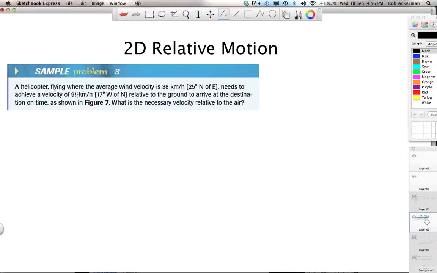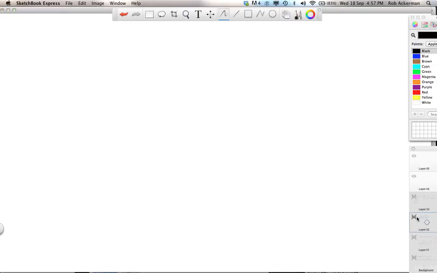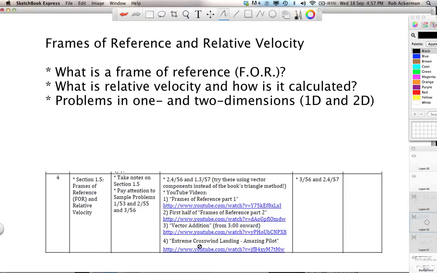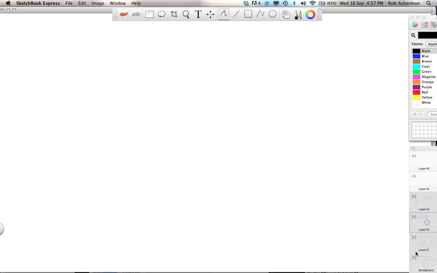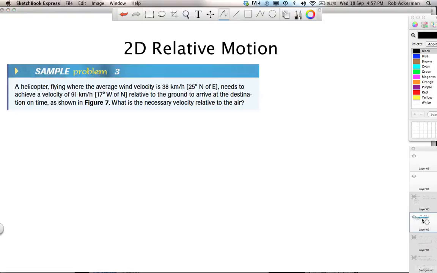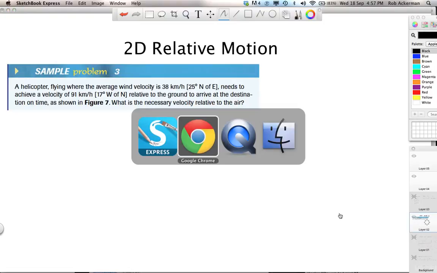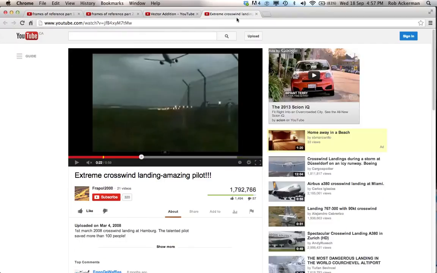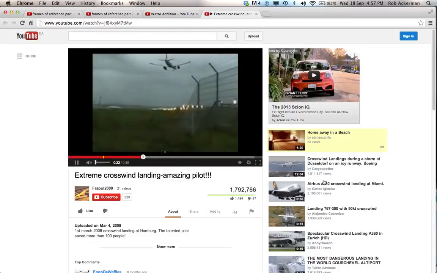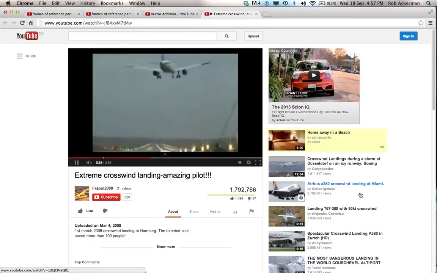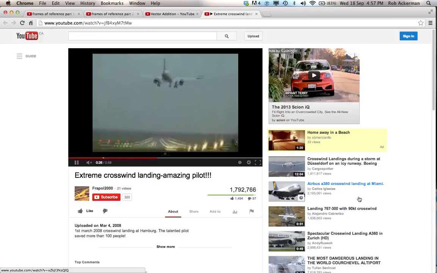So once again, let's pause and get out of this. Go to a fourth video that I put a link to called Extreme Crosswind Landing. And I just want you to watch this to see what it looks like when you're dealing with relative velocity in two dimensions. Now I'm going to play this from about the 20-second mark onward. This is an airplane trying to land in extremely windy conditions.